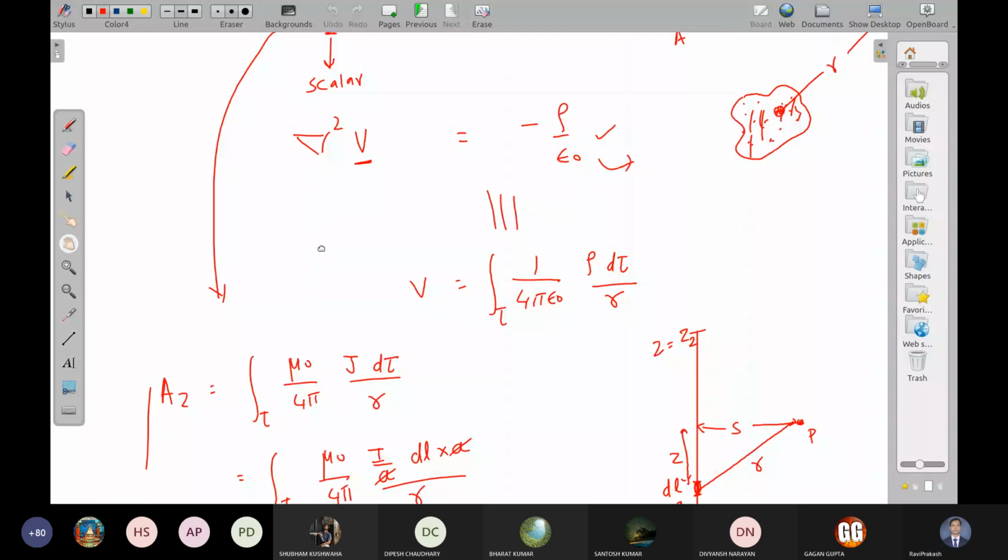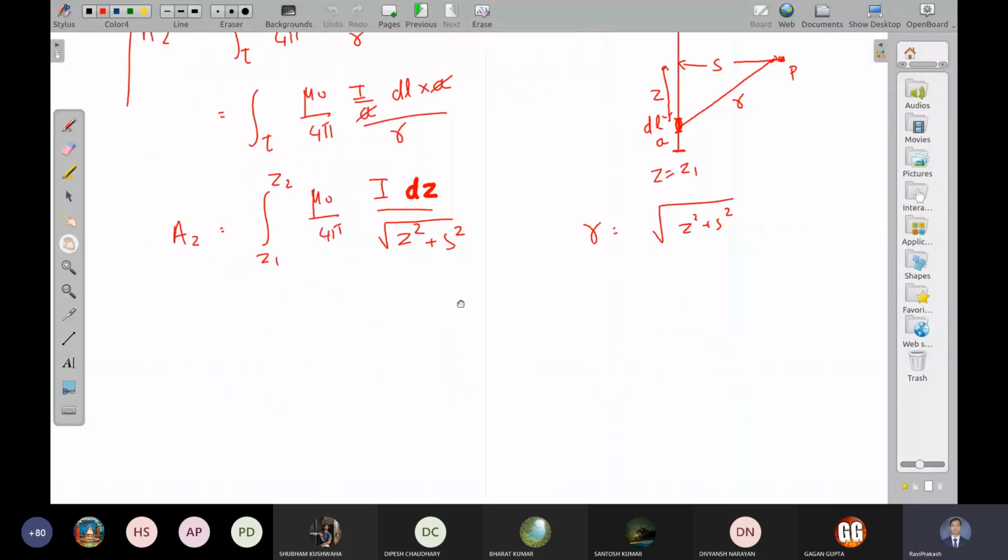For instance, if someone asks us to calculate potential due to this cube, how will you solve it? This is a charged cube, and I want to know the potential at this point P. Is there any simple method? No. I need to take a small volume anywhere in this cube, calculate potential due to this small portion at P, and then integrate over the whole cube. Same thing is here. Since there is no symmetry, we will have to use the fundamental form.